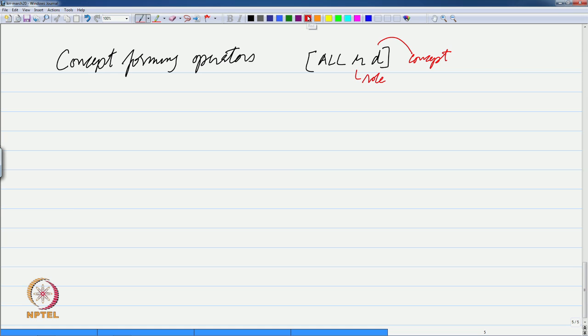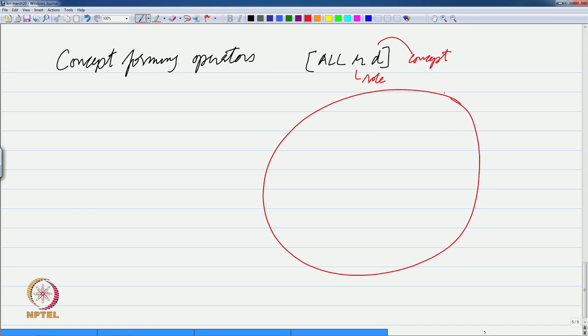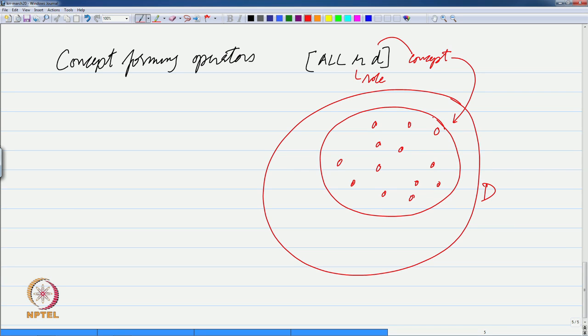So, what is this concept we are defining? Let me first illustrate it pictorially. Supposing this is your domain D, and there is a concept in this D which is given by, let us say, these. This is the image of D. It could be anything. Let us say doctors. So, all the people who are doctors form this concept called doctors essentially.